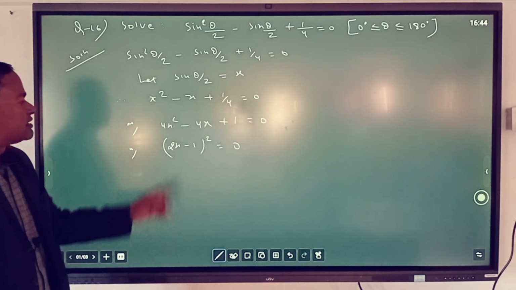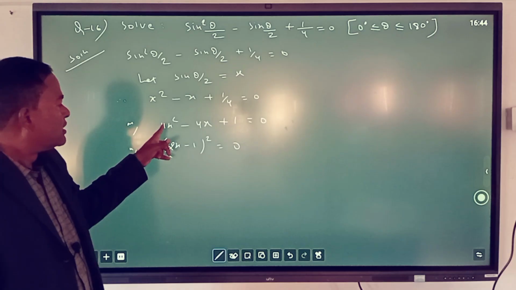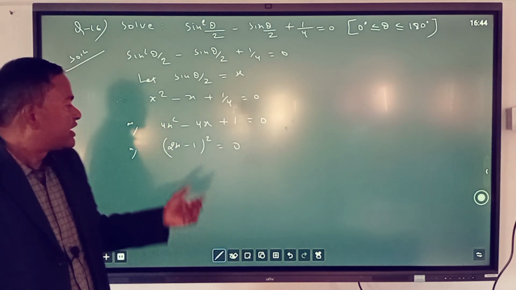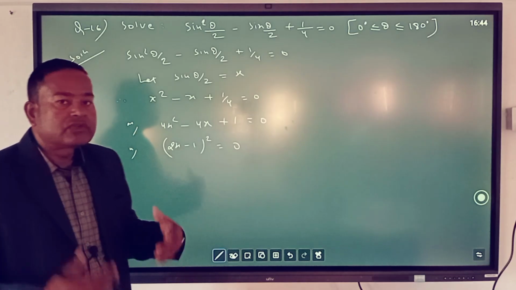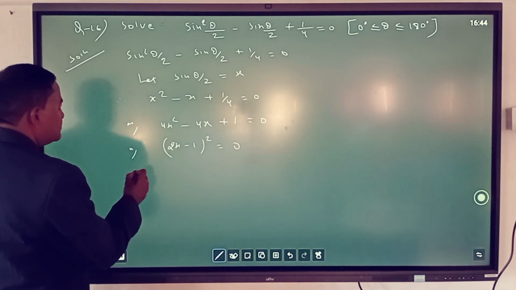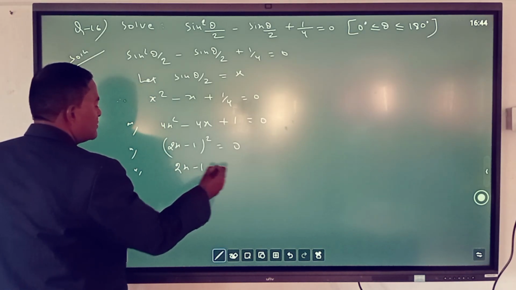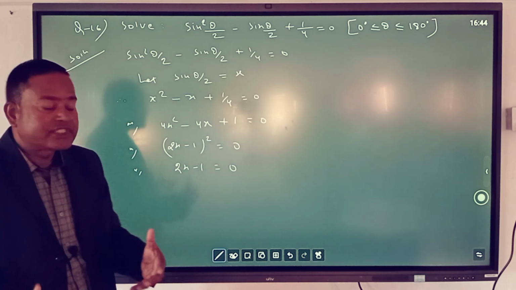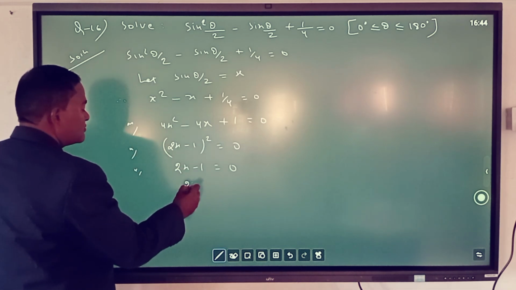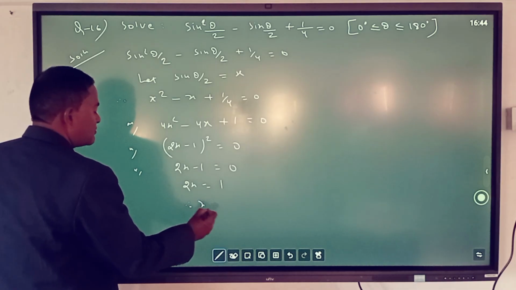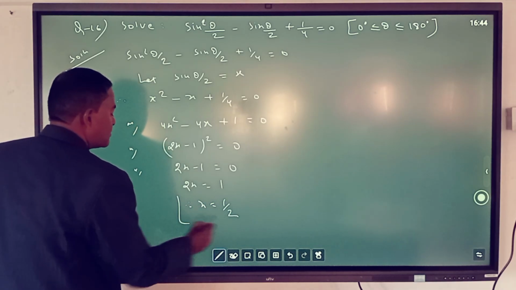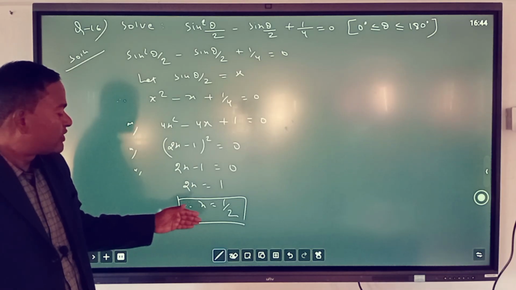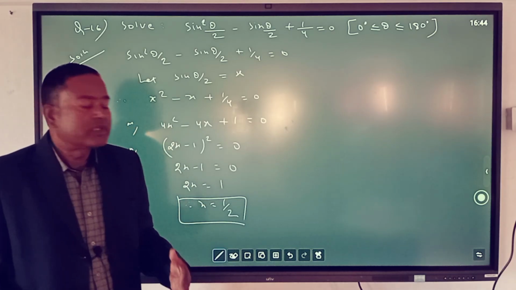So dear student, this is in the form of a² − 2ab + b², which we can write as (2x − 1)² = 0, or 2x − 1 = 0, because the square of 0 is 0. So dear student, by solving this equation, we have got the value of x as 1/2.